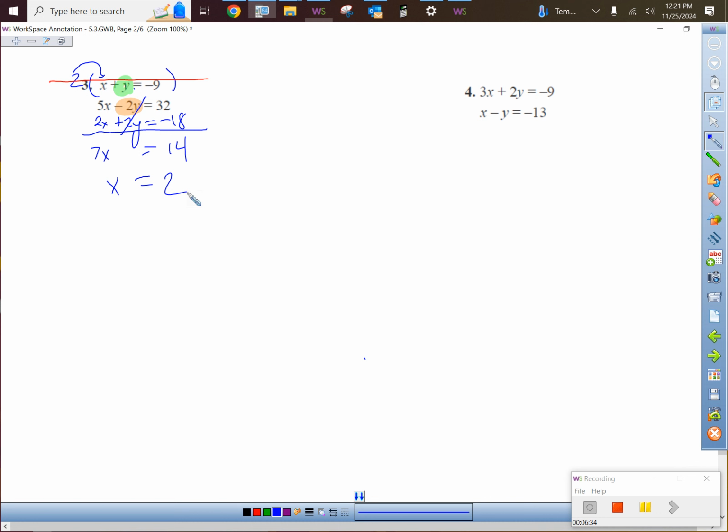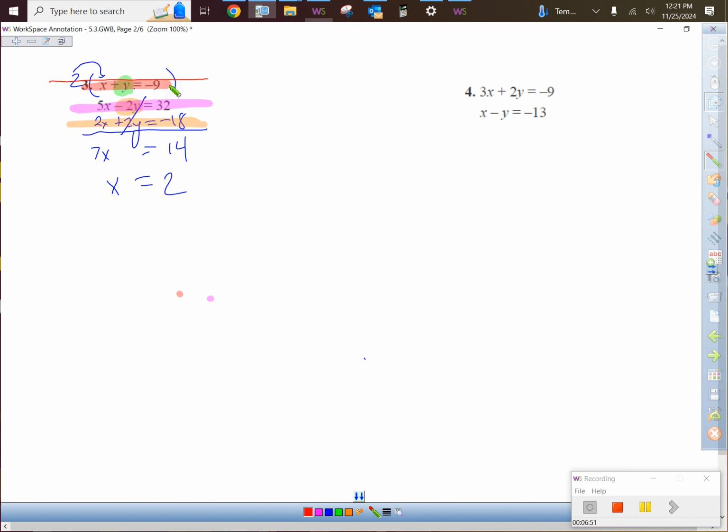Substitute that back in to find y. You've got 3 places you could put it. You could put it into this new equation right here if you wanted to. You could put it into this pink one right here. Or you could put it back into the original, just realizing you're not going to use that 2 that's outside of the parentheses. Are you with me on that?